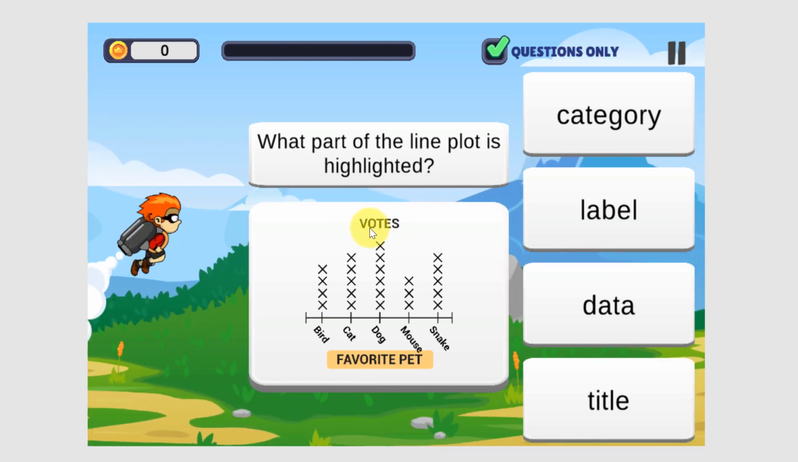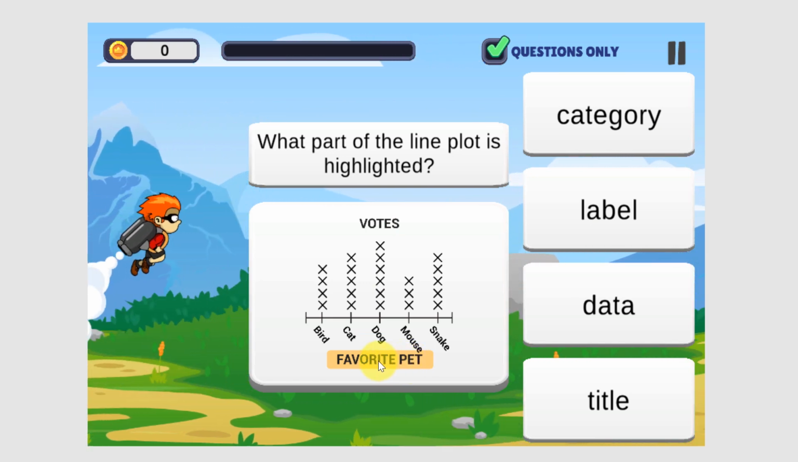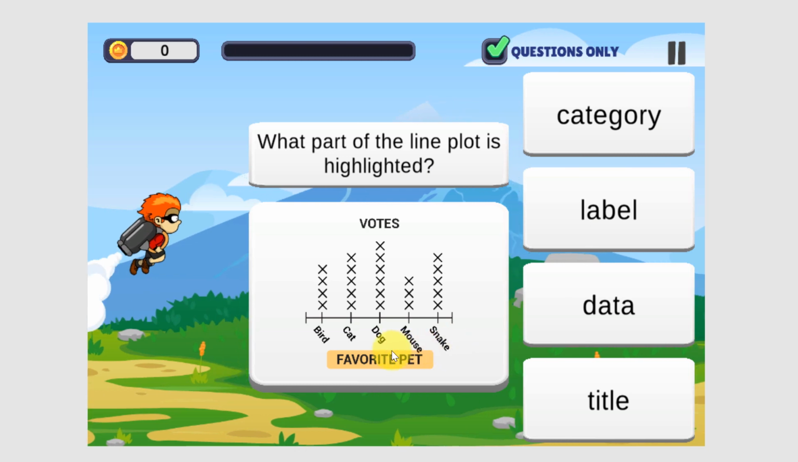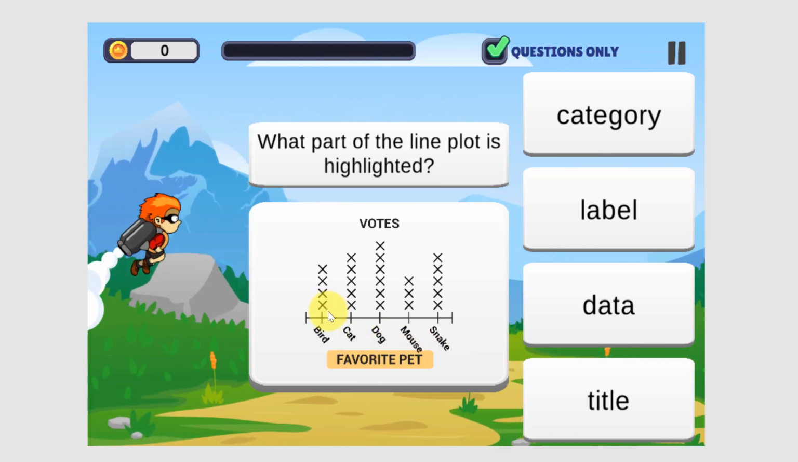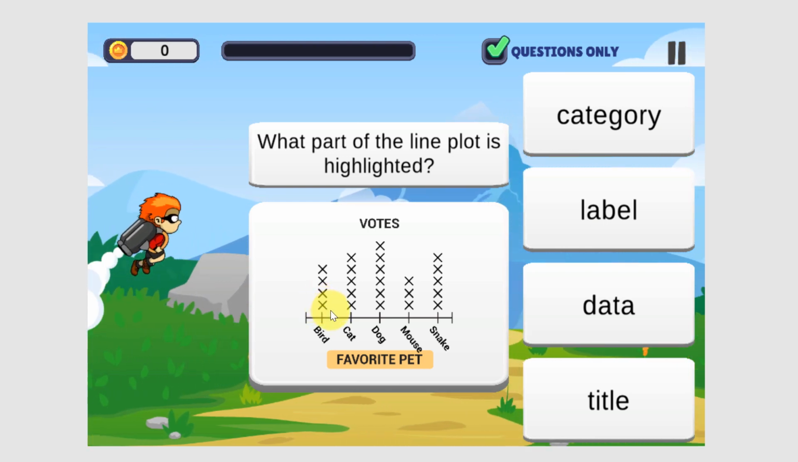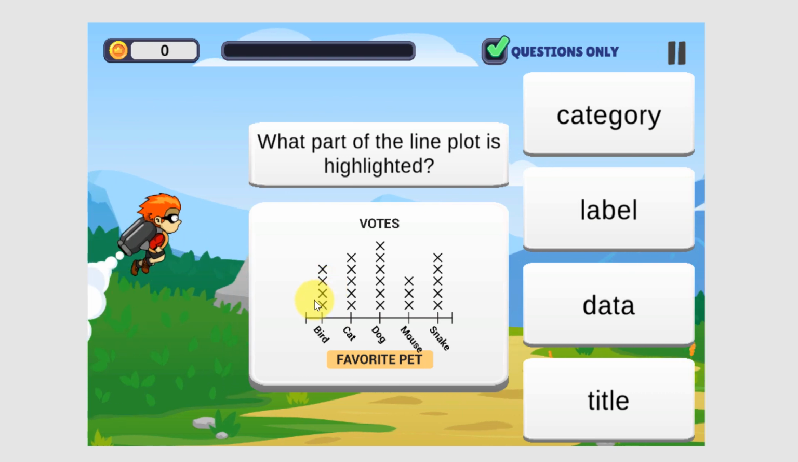And what are people voting for? Well, they're voting for their favorite pet. Is it a bird, cat, dog, mouse, or snake? Well, if it's a bird and a person votes, you would put one X above bird. When the next person votes for bird, you would put an X over that.